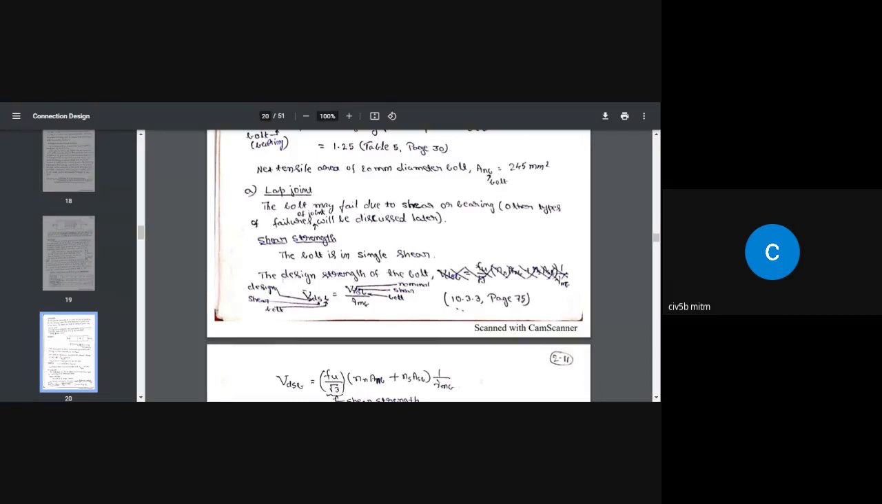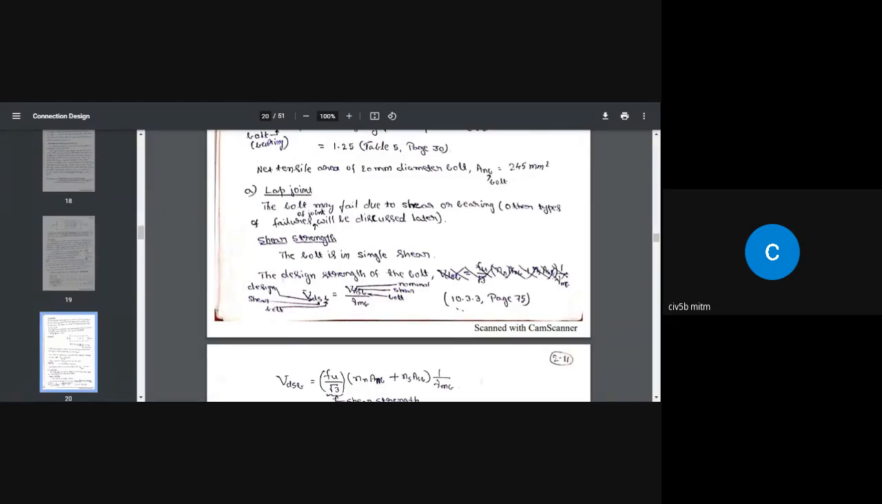So let us consider this. Open page number 75 of the code book. Please open page number 75 of the code book. In the first column of page 75, you'll see 10.3.3, shear capacity of bolt. Do you see that? You'll see the formula V_dsb equal to V_nsb divided by gamma_mb.